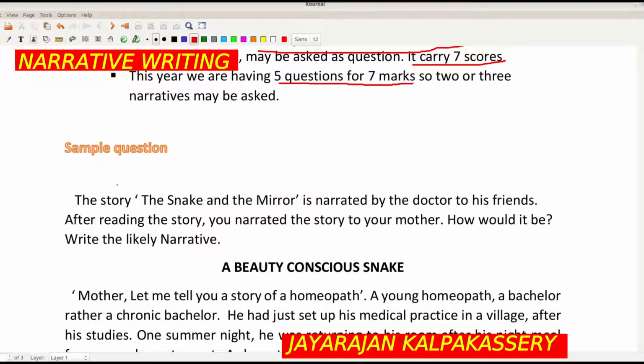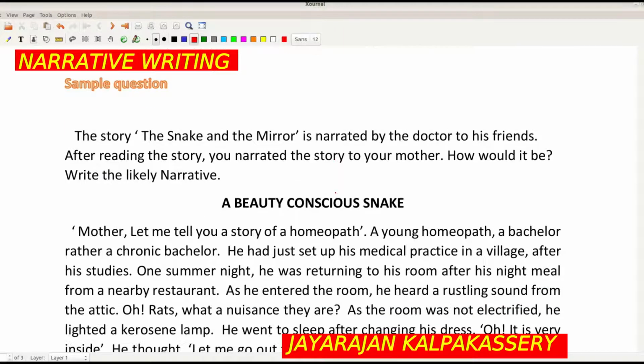And here's a sample question for you. The story, The Snake and the Mirror, is narrated by the doctor to his friends. After reading the story, you narrate the story to your mother. Perspective is changed. How would it be? Write the likely narrative. This is the question. Then here is an answer for this one I have given here.